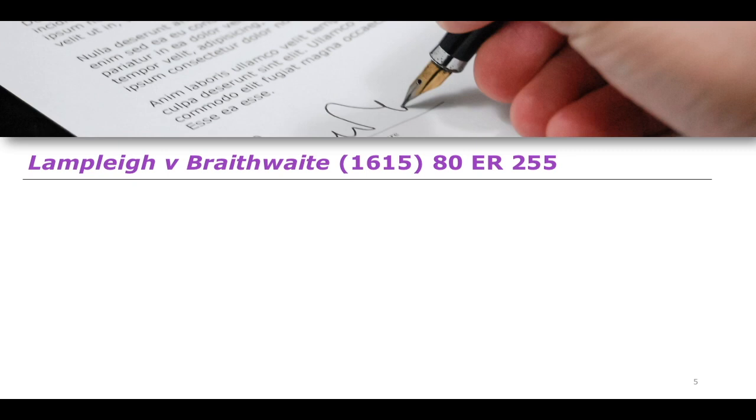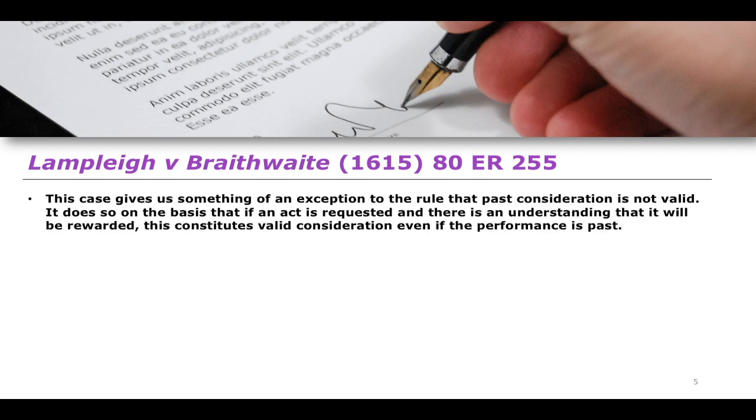Going all the way back to 1615, we have the case here of Lampley and Braithwaite. This case was one that gives us something of an exception to the past consideration rule. The rule that past consideration is not valid. This seems to challenge that perspective, at least in certain circumstances, that past consideration could still constitute validity for the purposes of the creation of a contract. It does so on the basis that if an act is requested, then there is an understanding that it will be rewarded. This constitutes valid consideration even if the performance is past.